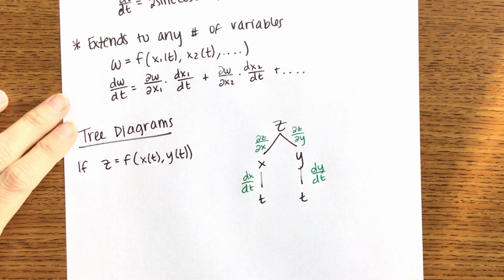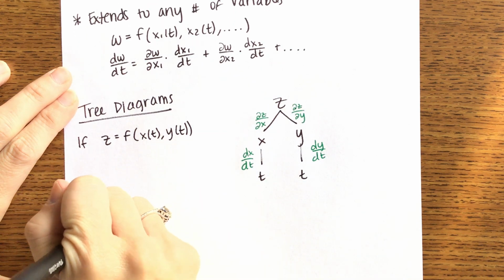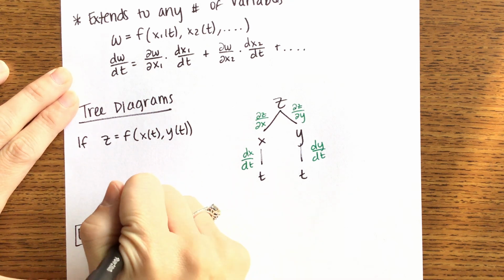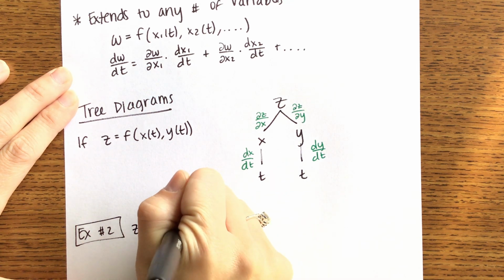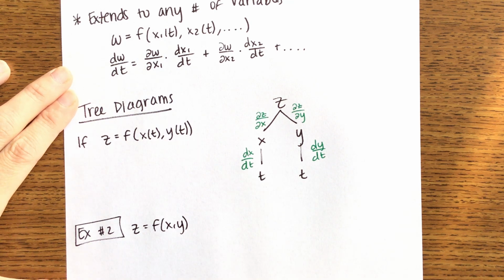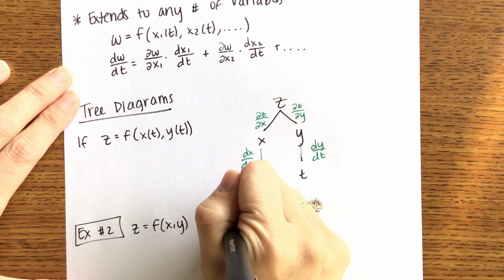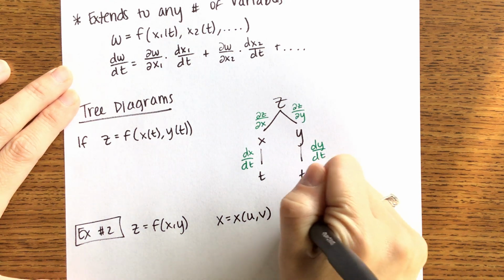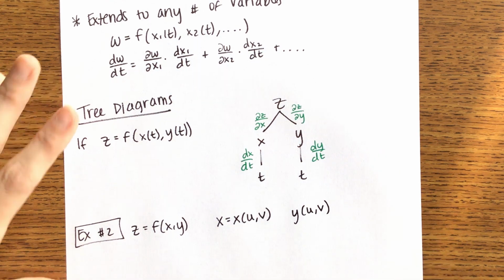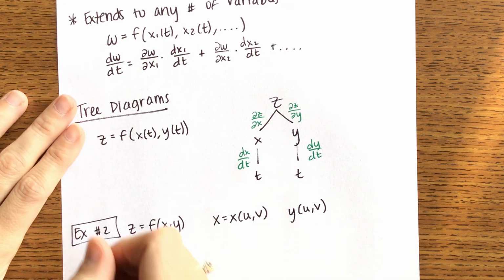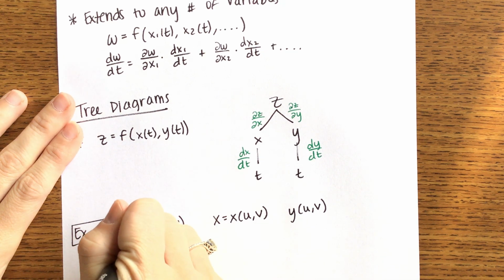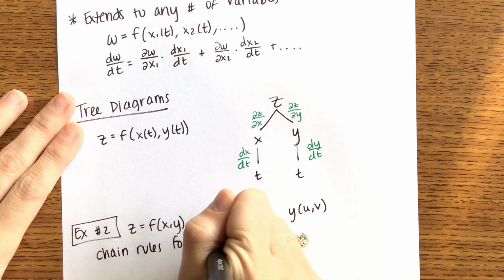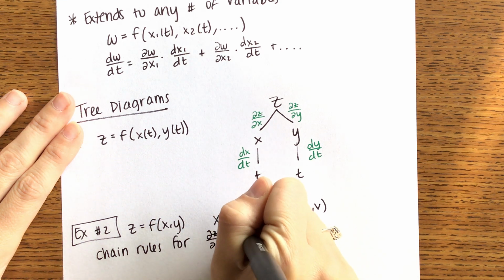So here's an example. Z is a function of x and y. X is a function of u and v. Y is a function of u and v. We are just going to write the chain rule for partial z, partial u, and partial z, partial v.